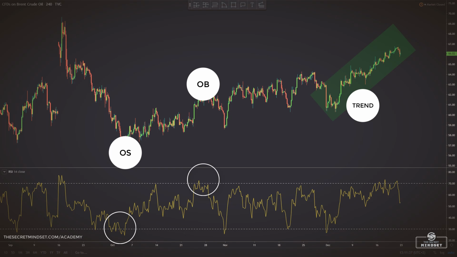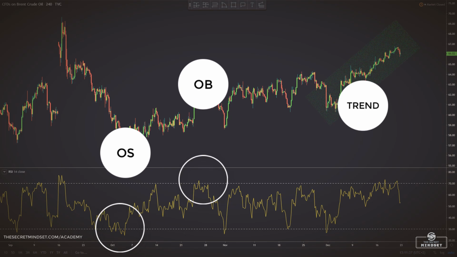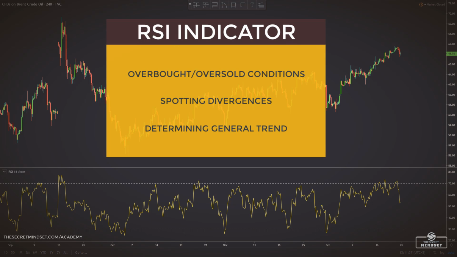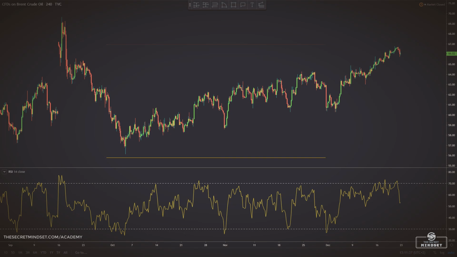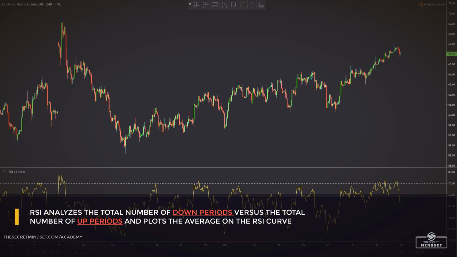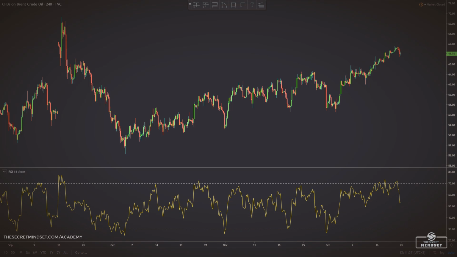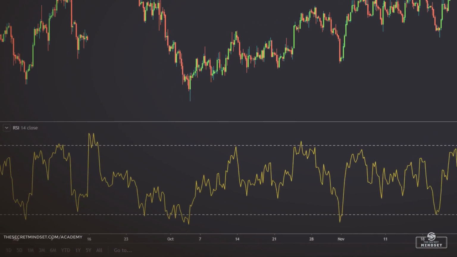The Relative Strength Index is a momentum oscillator that measures the speed and change of a price movement. The RSI oscillates between 0 and 100 and is often used to measure overbought and oversold conditions in the market, to spot divergences, or it can be used to identify the general trend. Basically, the RSI is analyzing the total number of down periods versus the total number of up periods and plots the average on the RSI curve. There are many different techniques for using it, but it can be altered depending on your specific needs.